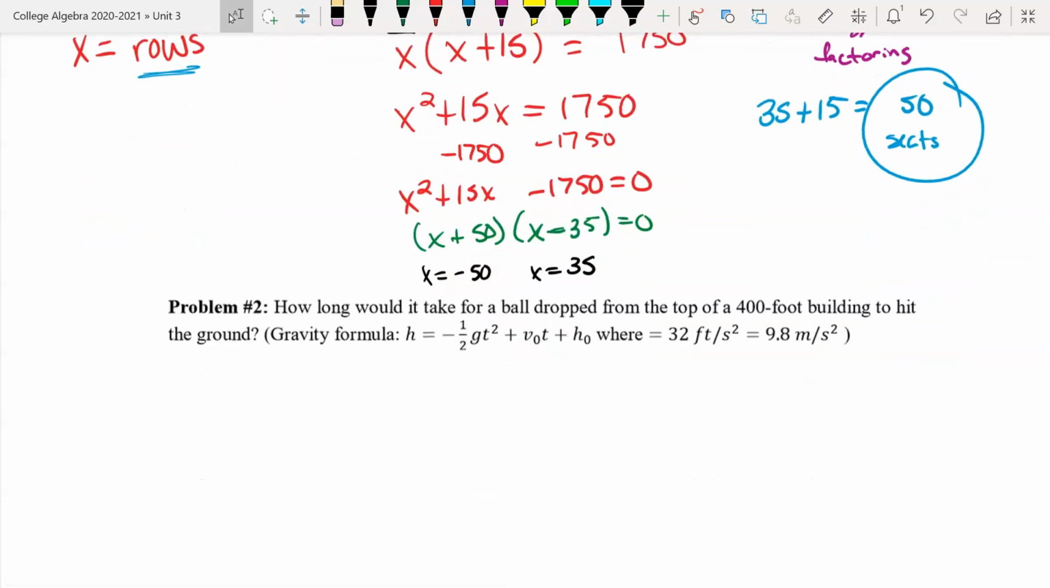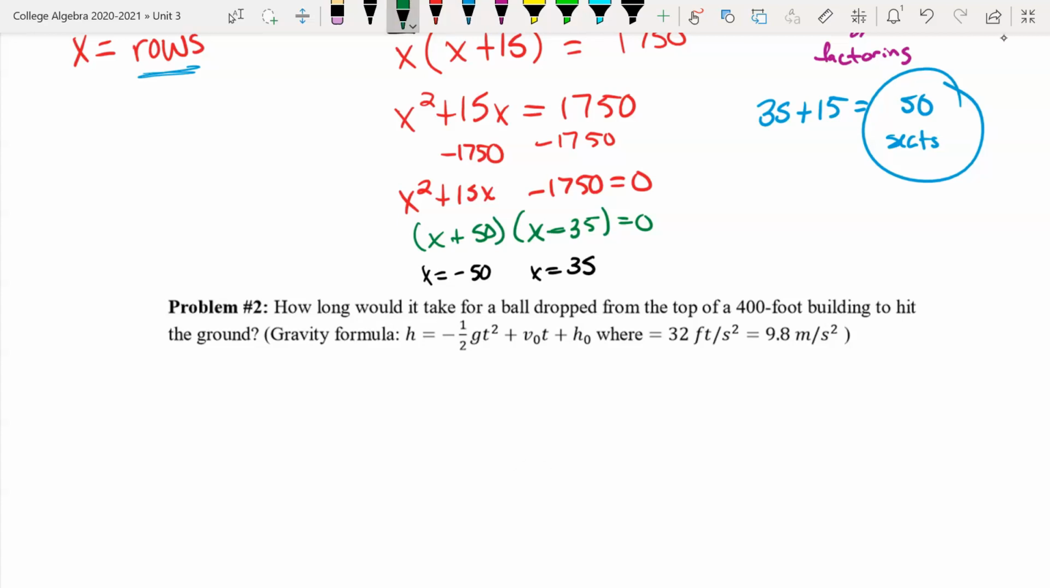The other problem that you're going to see that's quadratic equation related, it says how long would it take for the ball to drop from the top of a 400-foot building to hit the ground? We have a gravity formula. Height equals negative 1/2 gravity times t squared, plus initial velocity times time, plus initial height.